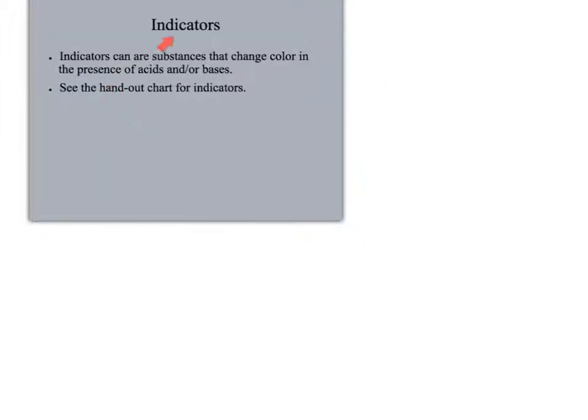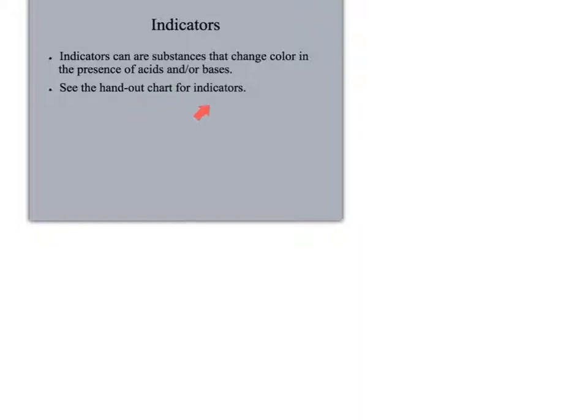So we'll finish up talking about indicators. Indicators are substances that can change color in the presence of acids or bases. And in the lab that we did with pH, we used indicators. In the lab that we did with the vinegar titration, if you haven't done it, we'll be using the indicator there. The indicator told us when we went past the neutral, and that was the neutralization point.